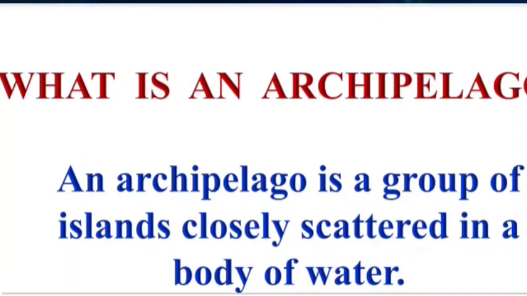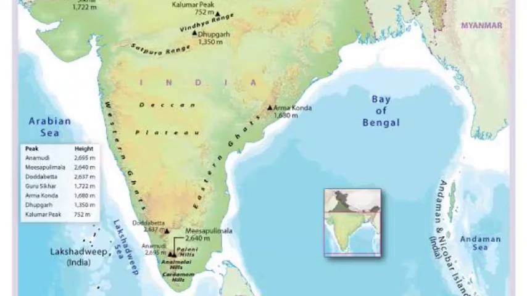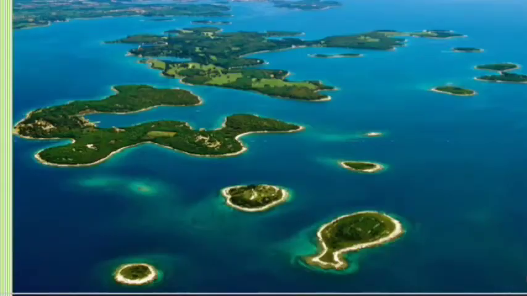What is an archipelago? An archipelago is a group of islands closely scattered in a body of water. Okay, here in our India, the Andaman and Nicobar Islands are also an archipelago. And similarly, the Lakshadweep Islands, located in the Arabian Sea. And which is the largest archipelago in the world? Indonesia. Understand?